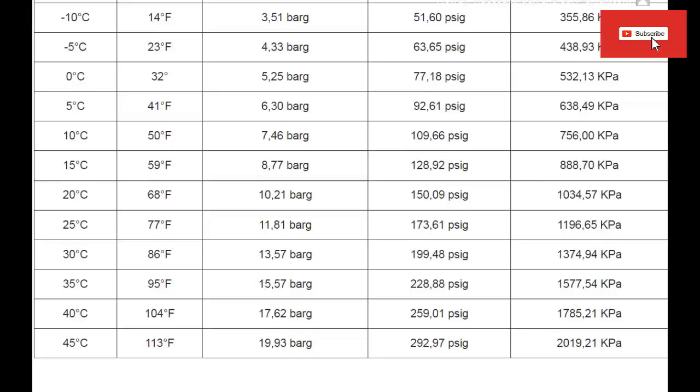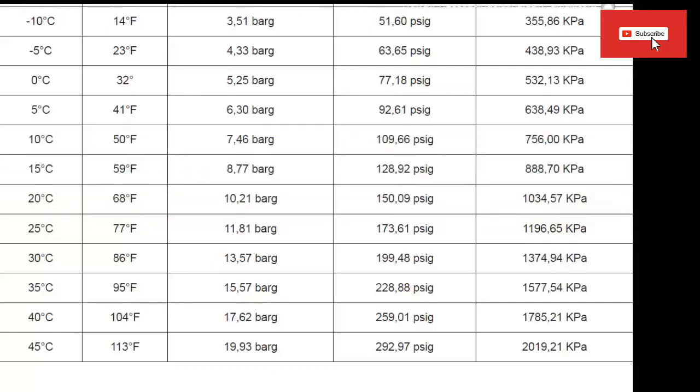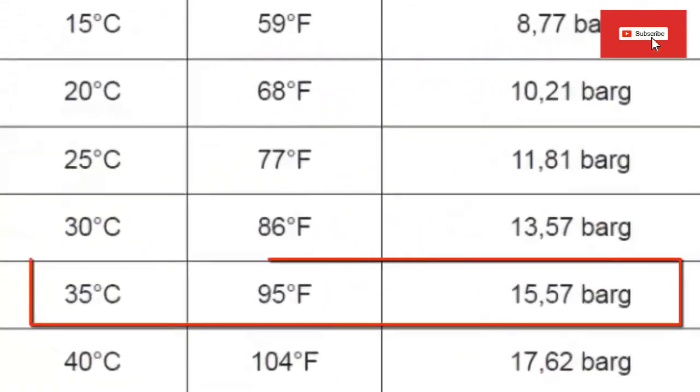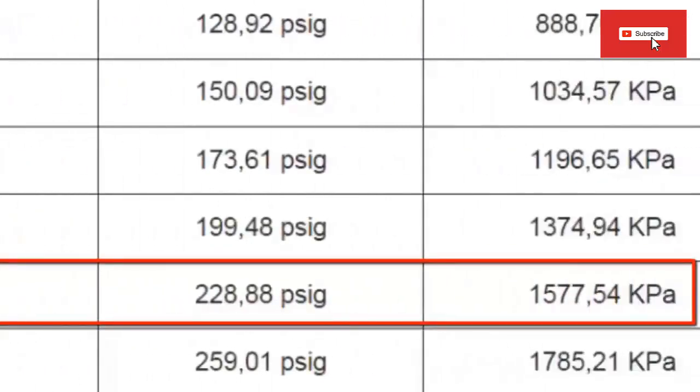2. For an outdoor environment temperature of 25 degrees Celsius, the condenser temperature is usually about 10 degrees Celsius above the environment where the equipment is located. Thus in the table for 35 degrees Celsius, about 95 degrees Fahrenheit, the high gauge pressure in the condenser is 15.57 bars, equivalent to 228.88 psi or 1577.54 kilopascals.